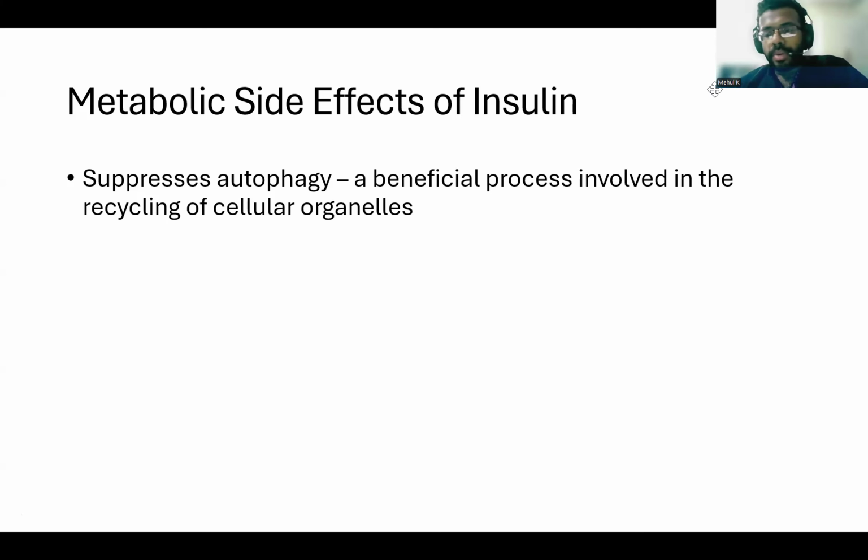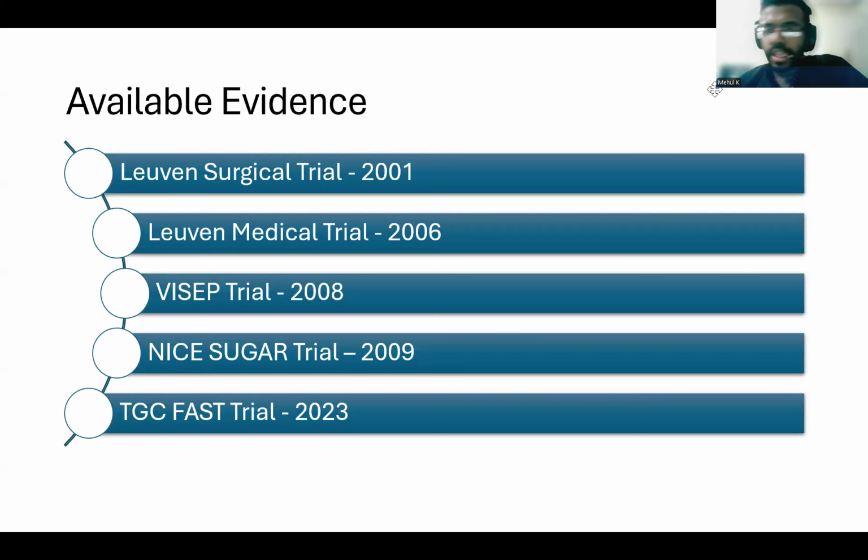And now we will go into the studies and the evidence that we have at our disposal to guide us in deciding how we manage blood glucose levels in the inpatient setting. There are basically five important trials that you will have to know if you are an emergency medicine resident. There's the Leuven surgical trial, the Leuven medical trial, the BICEP trial, and the most important trial of them all, the NICE-SUGAR trial in 2009. And the latest trial is the TGC-FAST trial.